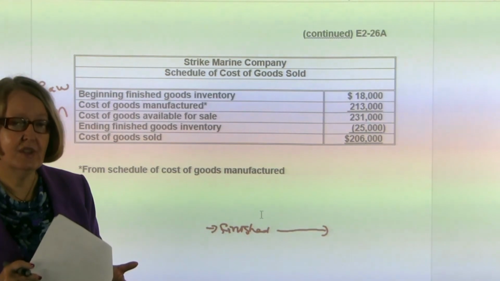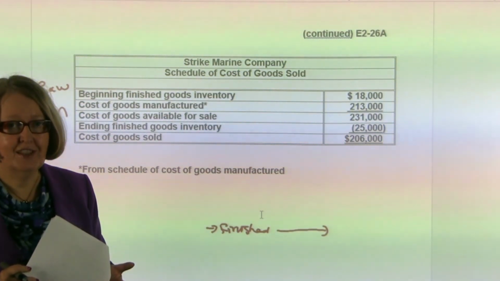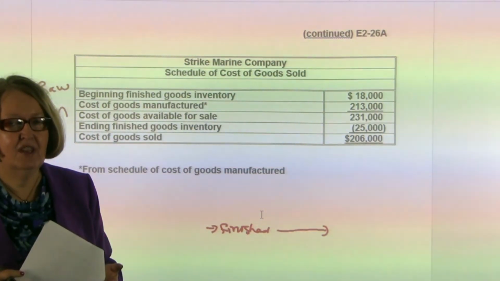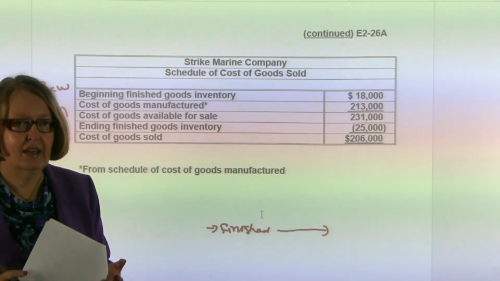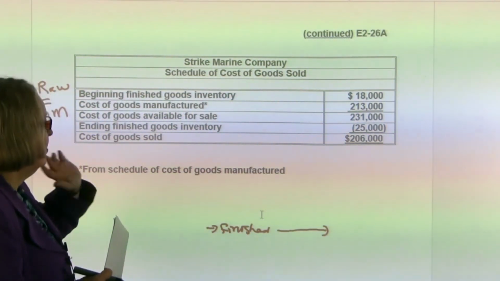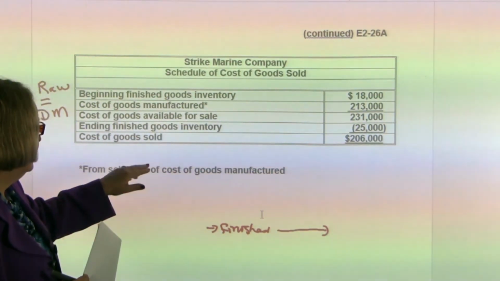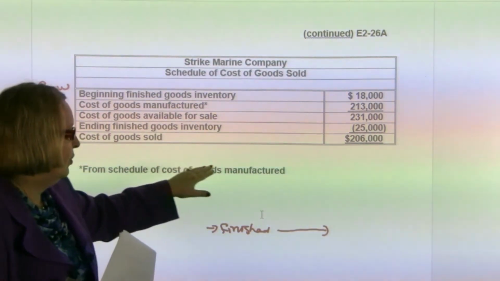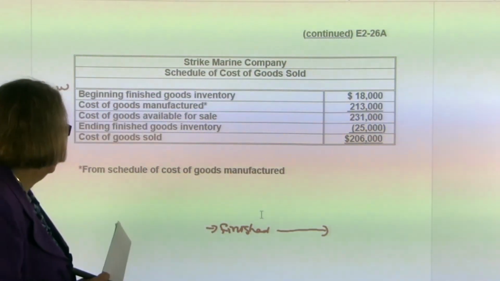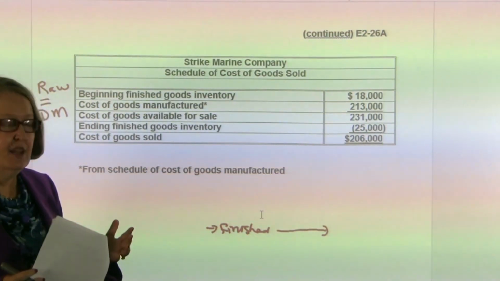and this information can come from your computer system, or you might also be doing a physical count. You might actually go out and count the number of items left. At the end of the year, you typically would count the items to make sure they agree with what's on your computer system. So here you had $25,000 worth left, not sold at the end of the year. So the amount that you sold was $206,000.